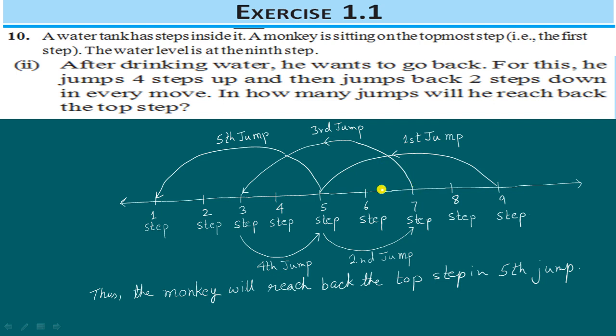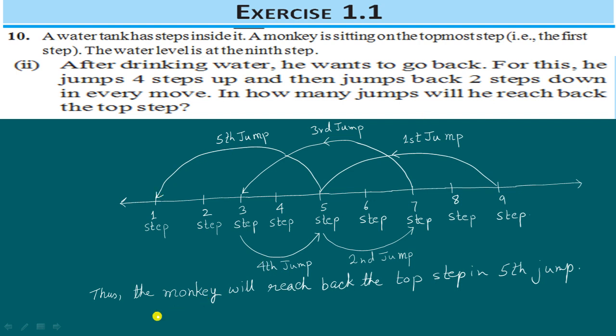And from the 7th step, 1, 2, 3, 4. That is, the third jump goes from the 7th step to the 3rd step, right? And in the 4th jump he goes from the 3rd step to the 5th step. Here you see this is the 4th jump. And in the 5th jump he goes from the 5th step, 1, 2, 3, 4, to step 1, that is the 5th jump.